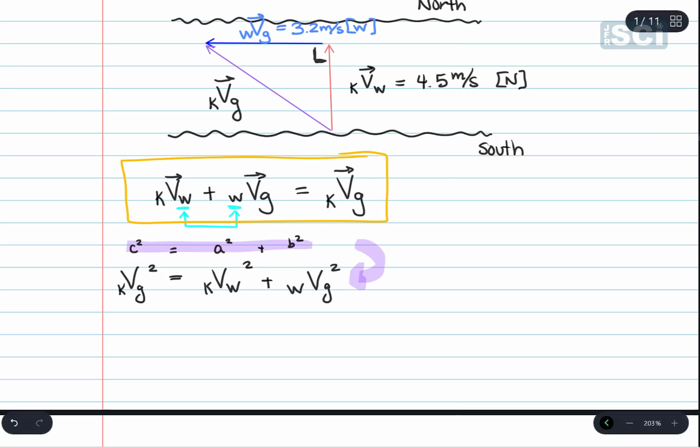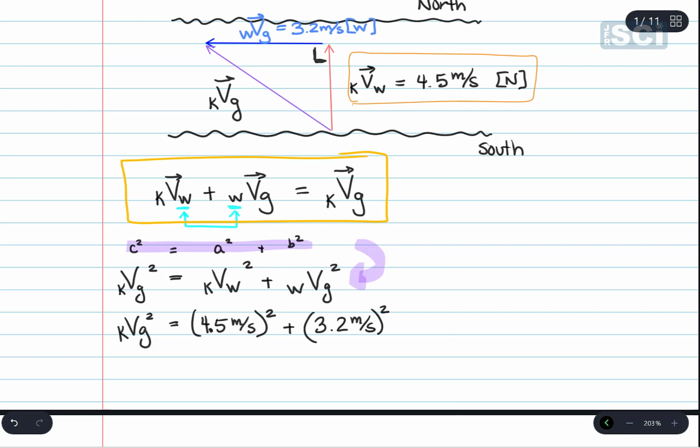So let's substitute in the numbers that we do know. I don't know what this VKG is, but I can solve for it. I can say VKW, that's right here on my screen. That's 4.5, so we're going to say 4.5 meters a second. And again, I don't care that it is north, because we're only looking at the magnitudes or the lengths of the sides. Squared plus 3.2 meters per second. And I'm going to square that as well.